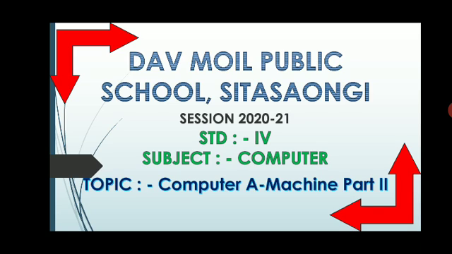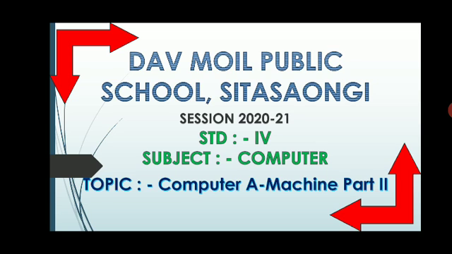Our today's topic is computer or machine part second. In the previous section, we discussed information processing in humans as in a computer, and we saw the parts of the computer and classified them into input, process and output, and we briefly defined the keyboard.